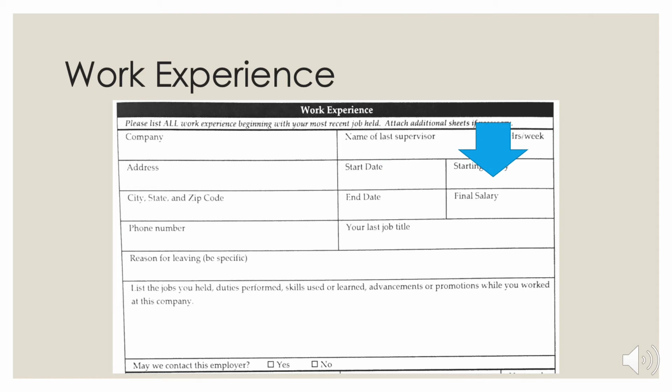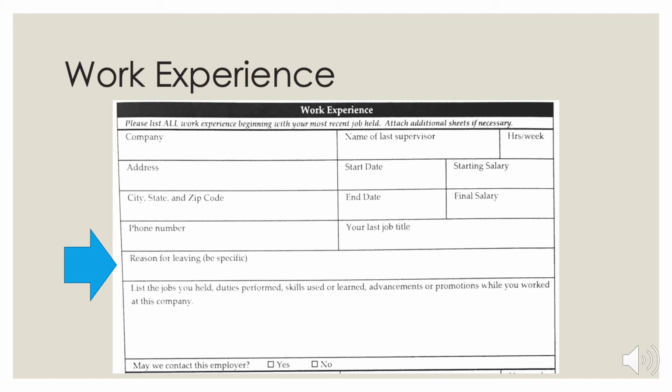Next, they want to know what your salary was when you started working for the company. Put that figure here. And again, the box below wants to know what your salary was when you left the company. If you still work for the company, write the amount that you currently make. This box here wants to know what your most previous job title was. Write that in this box here.